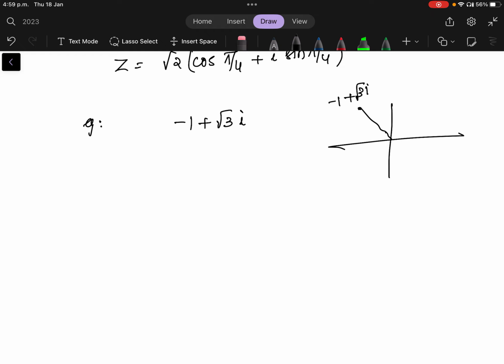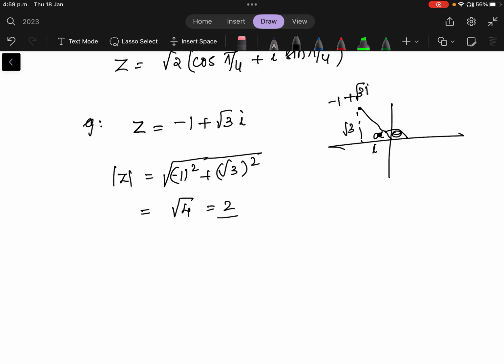So now the angle is this one. This is the angle which you have to consider. But if you consider the right angle triangle, the right angle triangle will be like this. This is root 3 and this is 1. So the angle we are trying to find is going to be this one. Suppose I call this alpha. Here also you first find the modulus. The modulus will be equal to square root of minus 1 squared plus square root of 3 squared, that is equal to square root of 4, that is equal to 2.